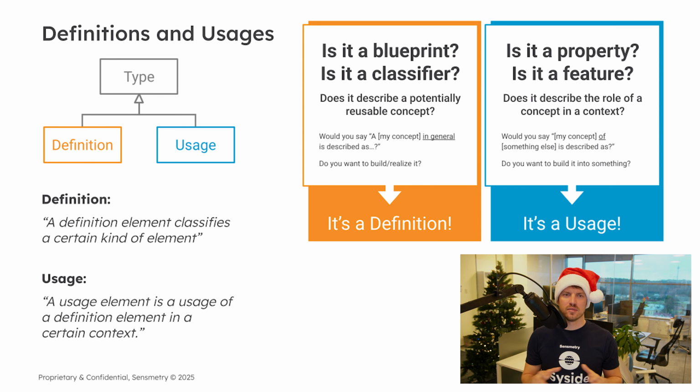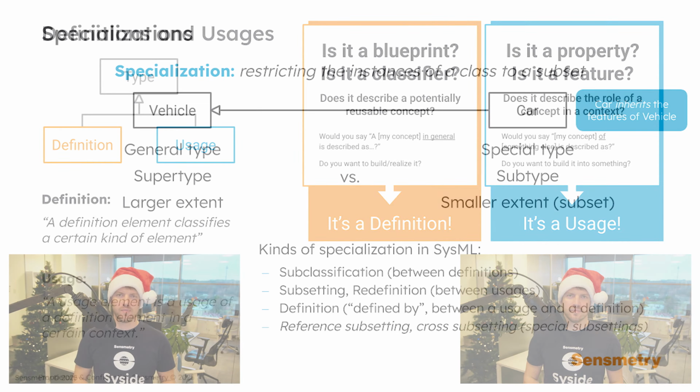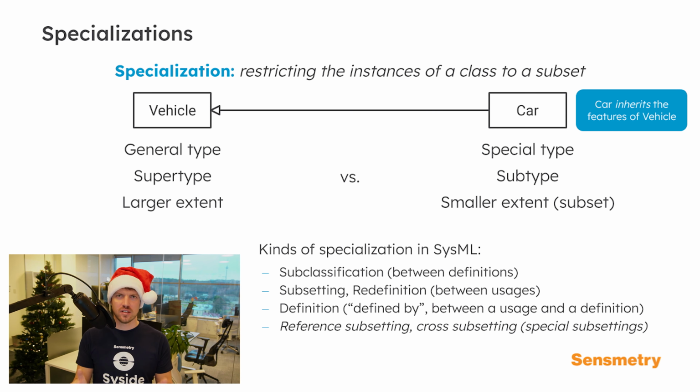Here's the rule of thumb. If it's like a blueprint describing a reusable concept, it's a definition. If it's like a property or a feature describing a role in a context, it's a usage. And remember this important point: usages are still types. They classify things inside the context. They are not instances.